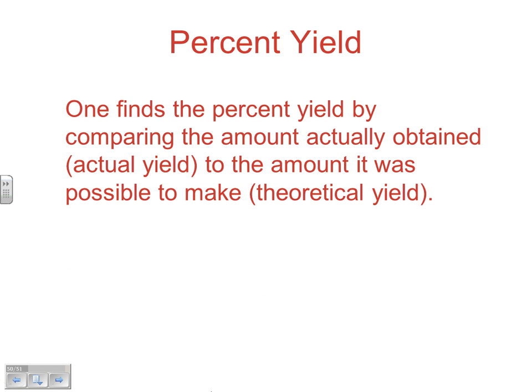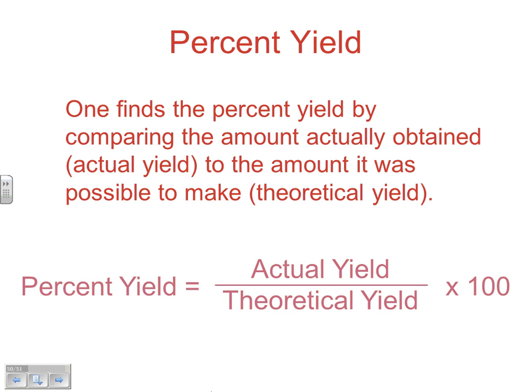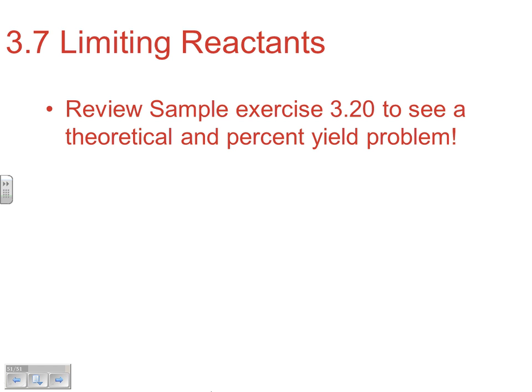One finds the percent yield by comparing the actual amount obtained, so that's got to be experimental evidence, has to be given in the problem or you have to do it, to what was theoretically possible, and that's where the stoichiometric prediction comes in. So you take the actual divided by the theoretical, multiply by 100, and that will give you the percent yield. In industry, high percent yields are really what you're looking for because you can make more product, and if you can make more product, you can make more money.